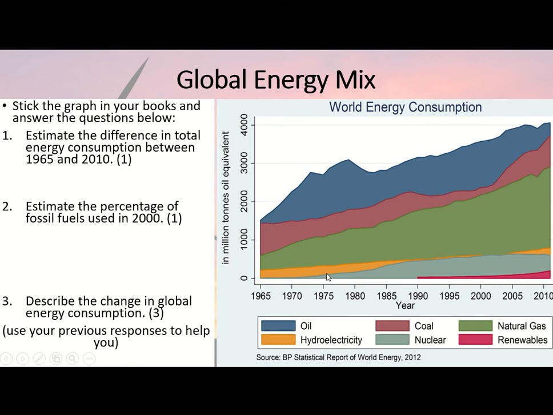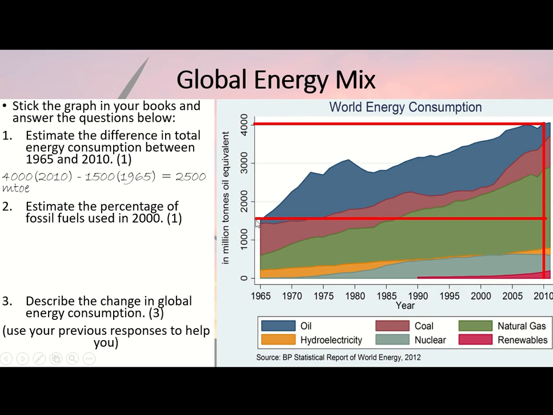So around about 1,500 million tons of oil equivalent, MTOE, in 1965, and then in 2010 it was around 4,000. So 4,000 minus 1,500 means the estimated difference in total energy consumption is about 2,500 million tons of oil equivalent. Okay, so that is how these graphs work. They're like a compound line graph, we'd call it. Sorry, not a block one.